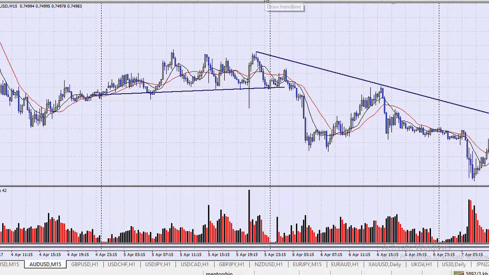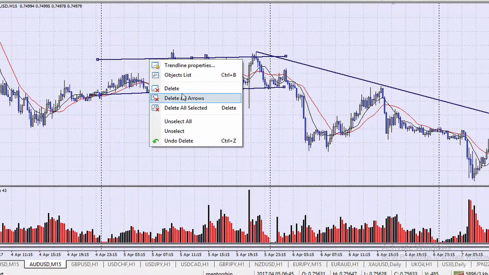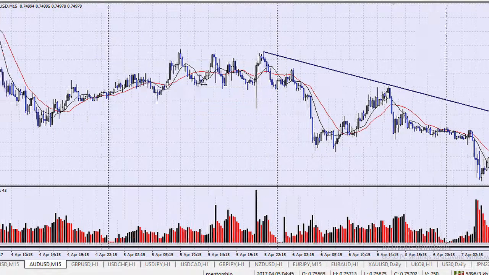So here, the market is going sideways, up, down, up, down, up, down. We're not going to use this technique once the market starts to go sideways, okay? So only in a trending market. Now let's look at some more examples of this.